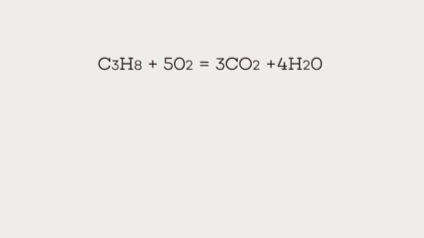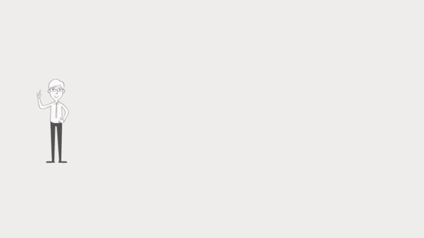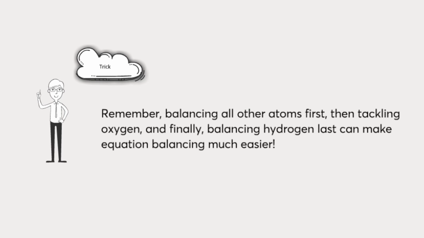And there you have it, the balanced chemical equation. Remember, balancing all other atoms first, then tackling oxygen, and finally balancing hydrogen last can make equation balancing much easier. Also remember that we can only change the coefficients of molecules or atoms.